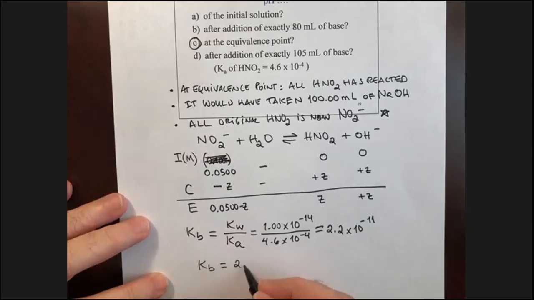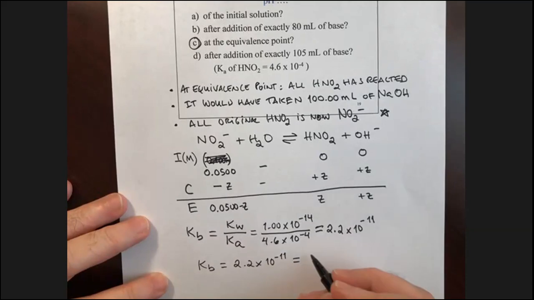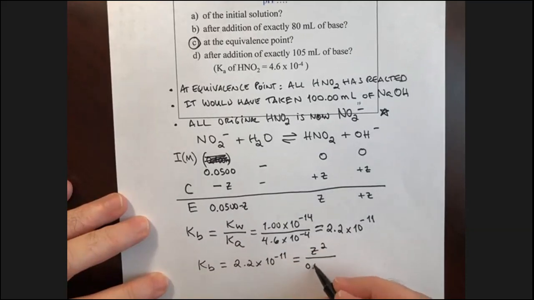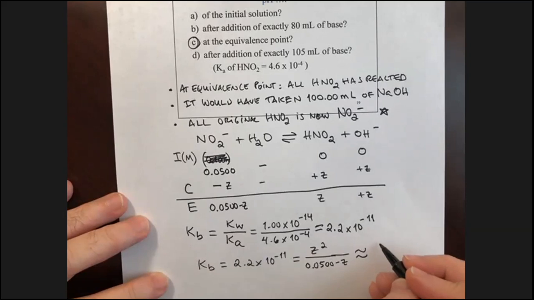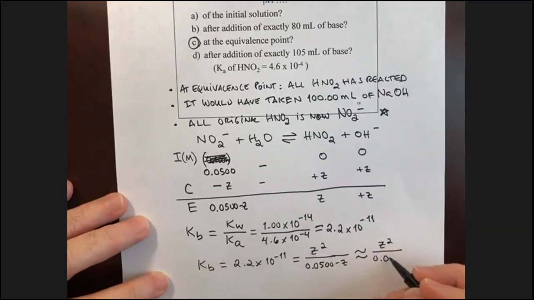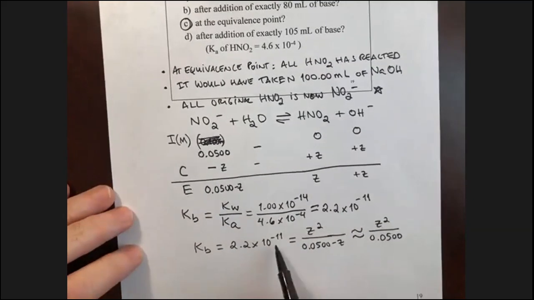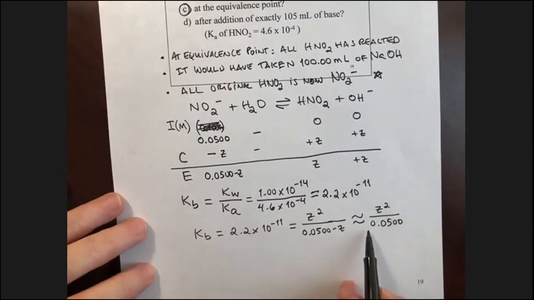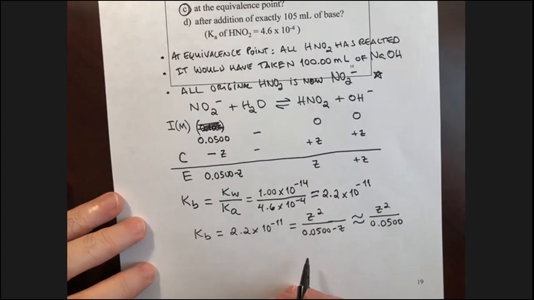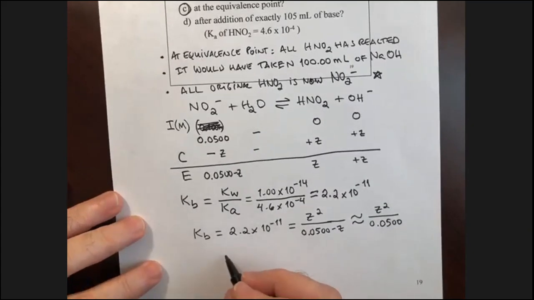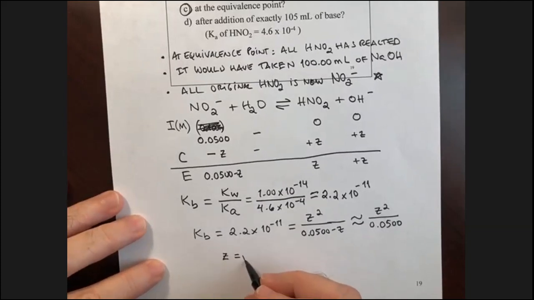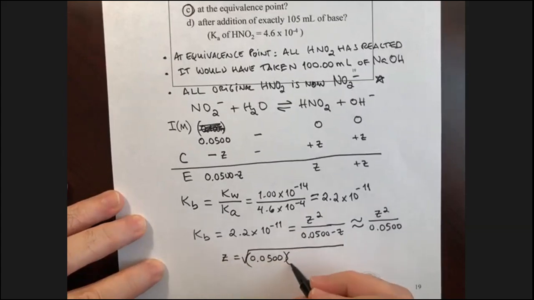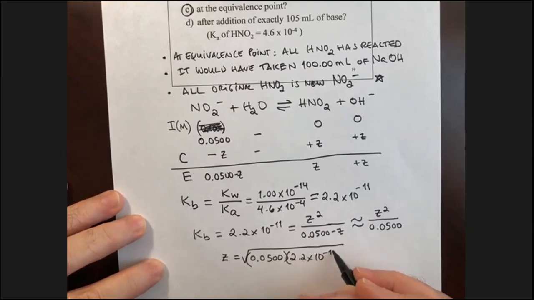Kb, which is 2.2 times 10 to the negative 11, should be Z squared times this difference here. Again, we're going to try the approximation to start with, so Z squared over 0.0500. It's pretty safe with that small a value of Kb in this case. It's pretty safe to assume this is going to work out. All right, so Z is going to be the square root of 0.0500 times 2.2 times 10 to the negative 11.